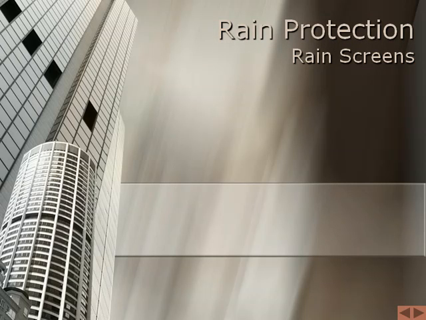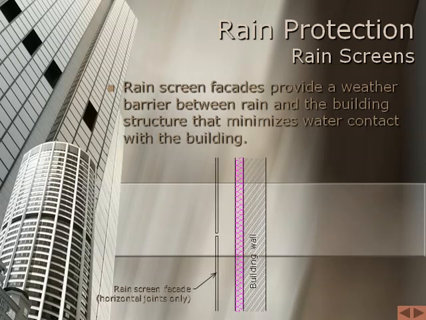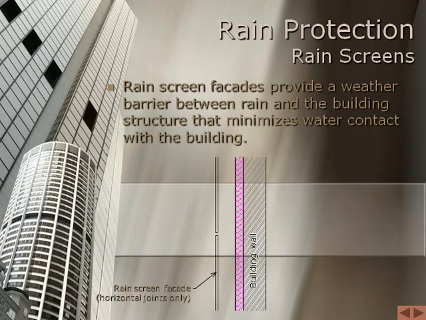Rain protection for rain screen facades. Rain screen facades provide a weather barrier between rain and the building structure that minimizes water contact with the building. The diagram below provides distribution information of rainwater occurring on a ceramic rain screen facade with horizontal open joints.